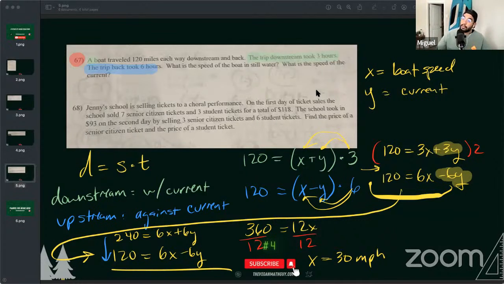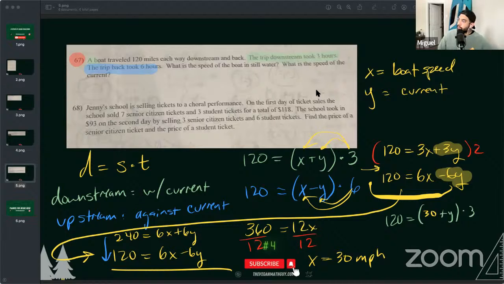And so now we know the value of x. Let's use that to figure out the value of y, which is the current of the water or the speed of the water. Let's plug it into either equation. I'm just going to plug it into the first equation. So I have 120. Whoops, let's continue using the green since the first equation is green. 120 is equal to, and now we have our 30 for our x plus y times 3.